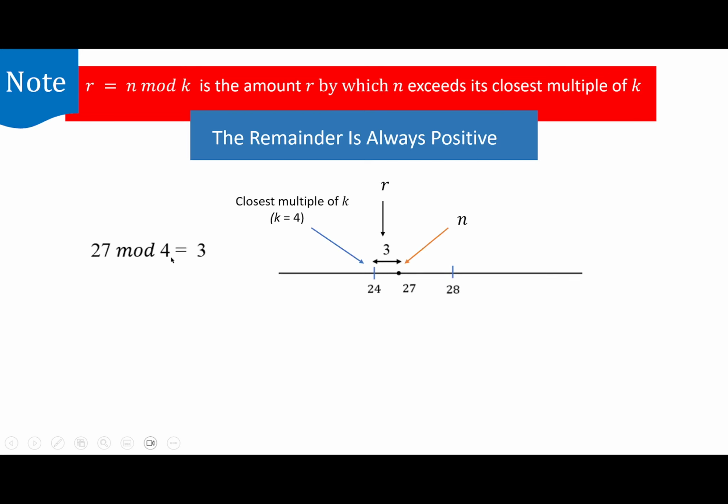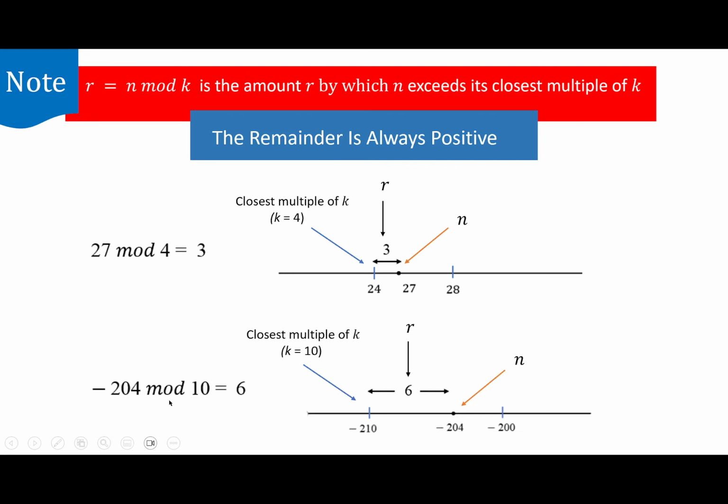Here, for example, 27 mod 4 is 3. Here's your 27. Now you have 4. So you have 16 here, 20, 24, 28. So the closest multiple of k is 24. And how much is 27 more than 24? It's 3. That's what you get.